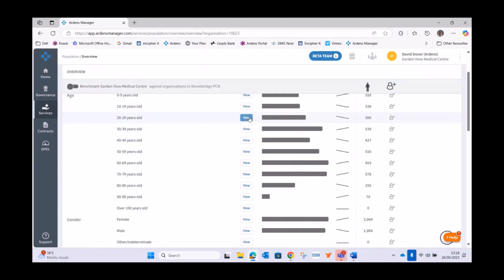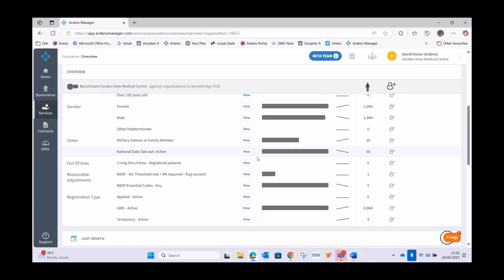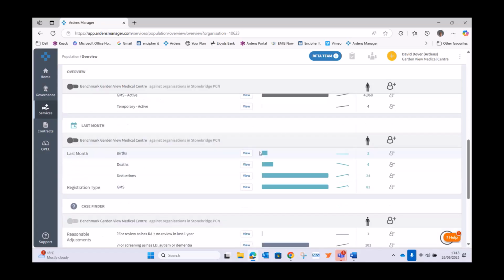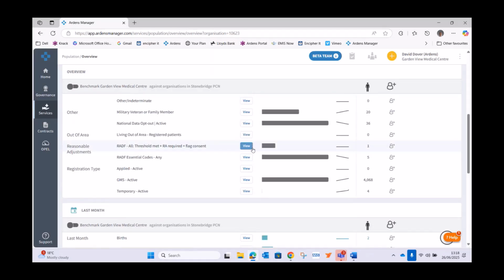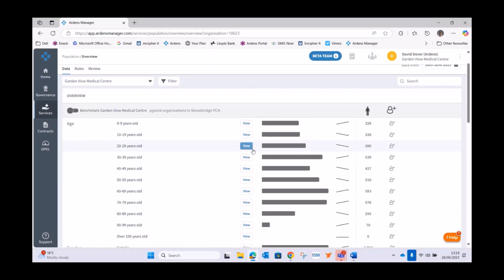Again, there are various other things on here as well. So if I scroll down the list, obviously it's going to break it down by gender and so on. You've got your activity, your births and your deaths for last month. So again, maybe something that you keep an eye on as you go forward. But more about when it comes to planning, when it's looking at the services that you provide, do you have the capacity? Do you have the right skill set?